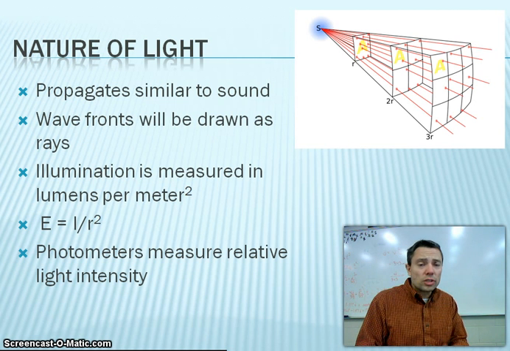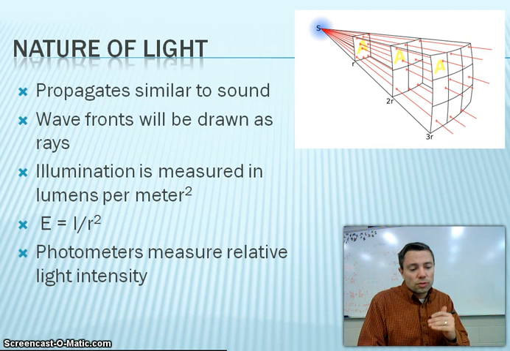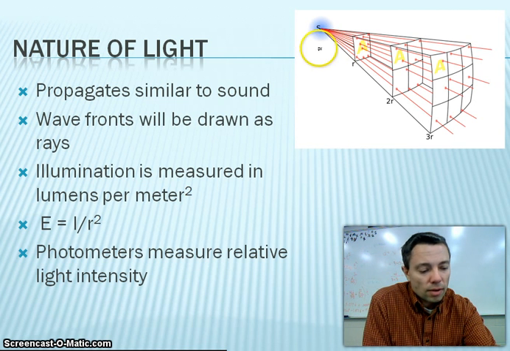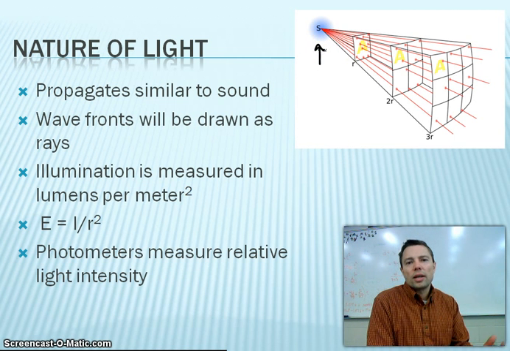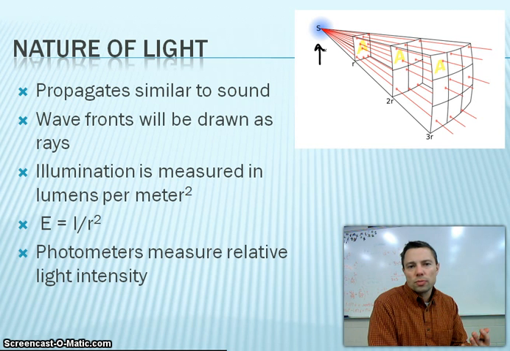When we look at light, we start to look at those wave fronts, but we draw them in ray forms. We start to draw little pictures of rays. So you can see that here I have a light source. By the way, we start to use some different terminologies.